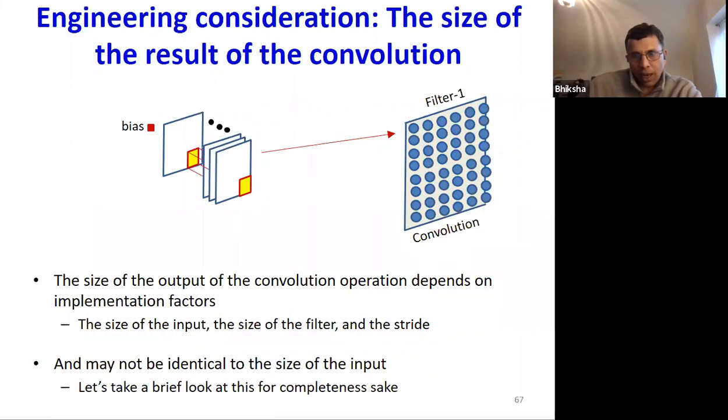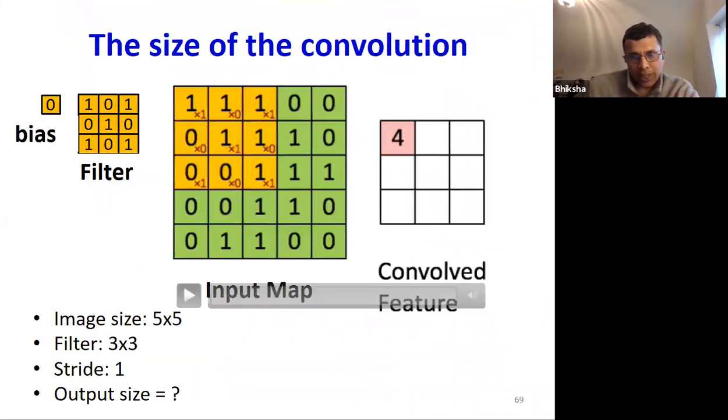Now the outcome of this computation is an affine map. And the size of this map depends on many factors, including the size of the input maps, the size of the filter, and the stride of the convolution. And because the size of this is a function of many parameters, not just the size of the input map, the output map may not be the same size as the input. So let's take a look at this in a little more detail and see how we can control it.